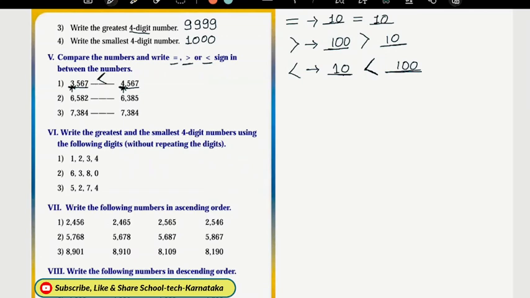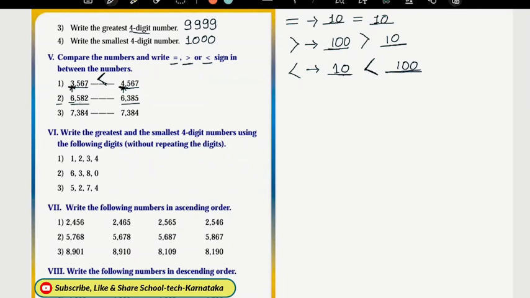3,567 is smaller than 4,567. Now at the second example, we have 6,582 on the left and 6,385 on the right. Let's check at the thousands place.